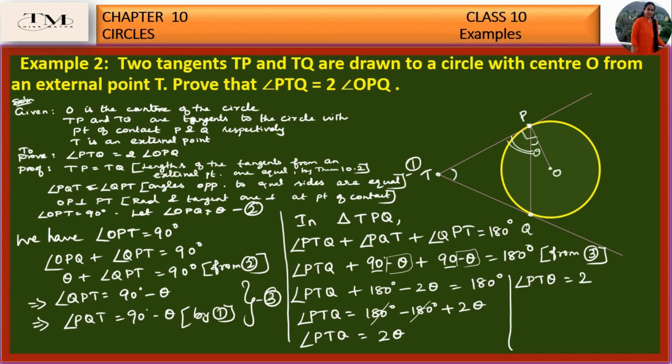What is theta? Theta is nothing but angle OPQ. So instead of theta we can write OPQ. So this is from 2. So this is what we have to prove. So angle PTQ is equal to 2 times angle OPQ. So we have proved it. Okay children, do you understand? So moving on to the next example.